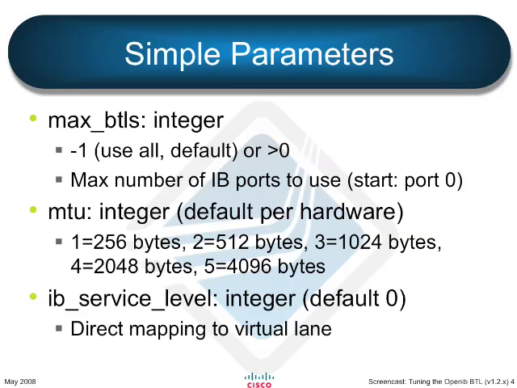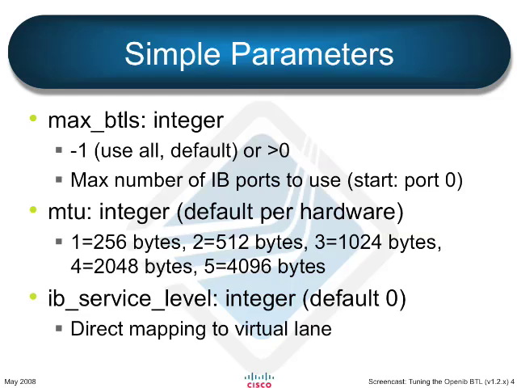The MTU is a direct correlation to the hardware. What's the maximum transfer unit that will be placed on the network wire? Now, there are hard-coded values for these, 1, 2, 3, 4, and 5, and they correspond to the values that are listed on the slide here. Most have a hardware set default that Open MPI will obey, probably around 2K or 4K. You can certainly override this, though. You might want to experiment a little bit and see if your hardware gets a little better performance with a different MTU value. The IB service level defaults to 0 and has a direct mapping to virtual lane.